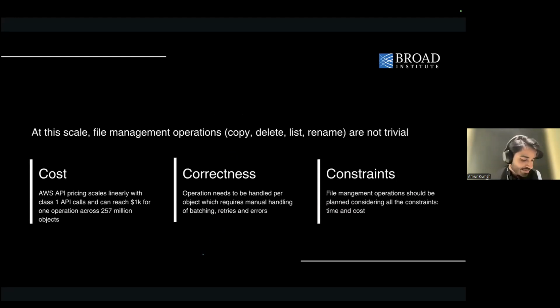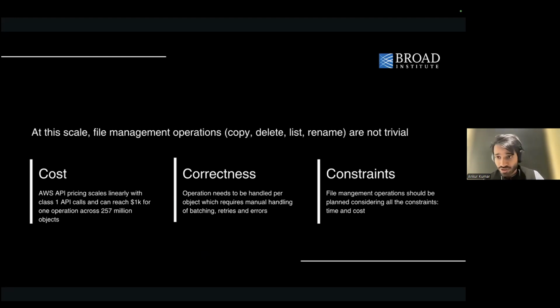Second is, if you remember the scale we're talking about, at that scale, any file management operations are not trivial. Even if you have to copy, delete, or rename across all those files, first of all, it will become very costly. When we did some calculations on our own end on CellPainting Gallery, if we try to even rename files across the entire gallery, it'll cost us around $1,000 just to rename. This is just one operation across the CellPainting Gallery. So you can start thinking about, as the data will scale, these operations will become even more difficult.